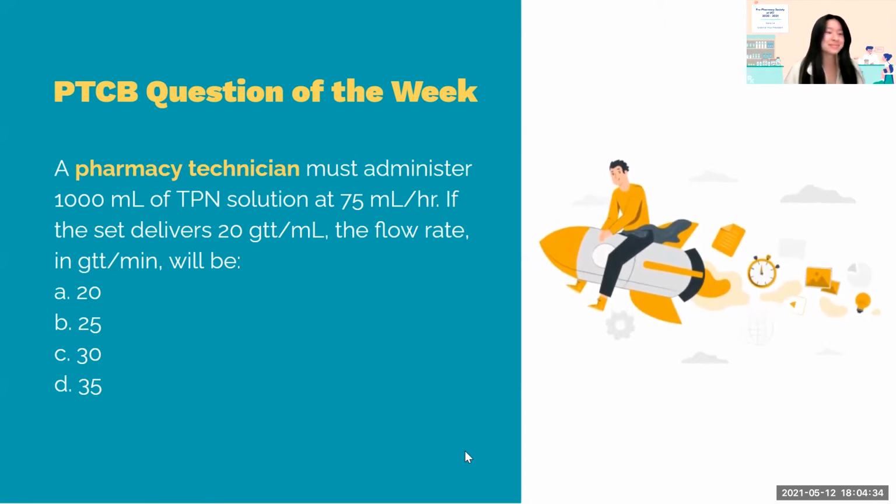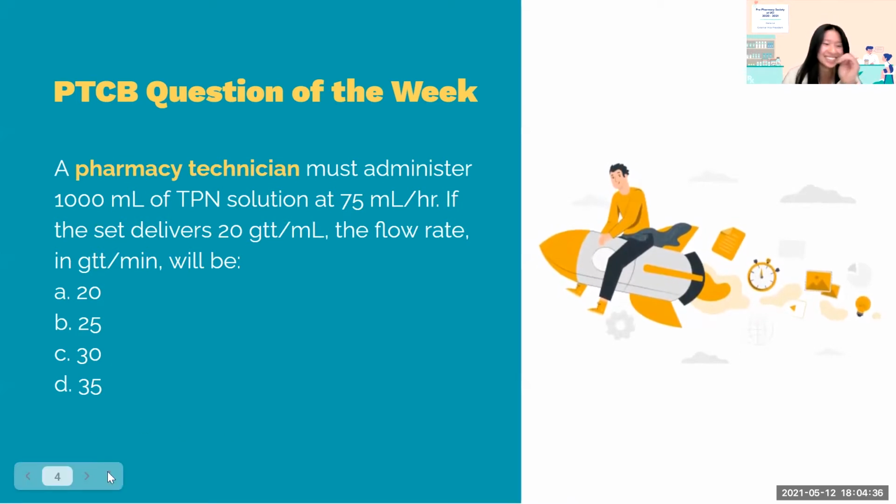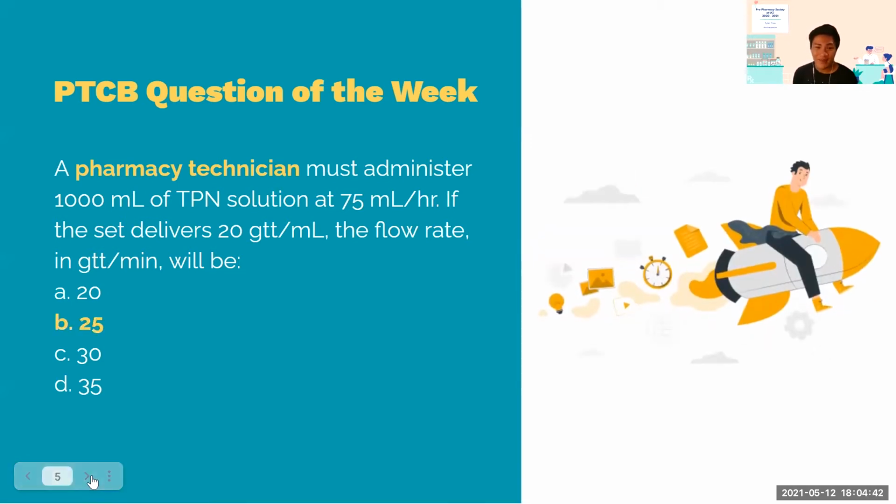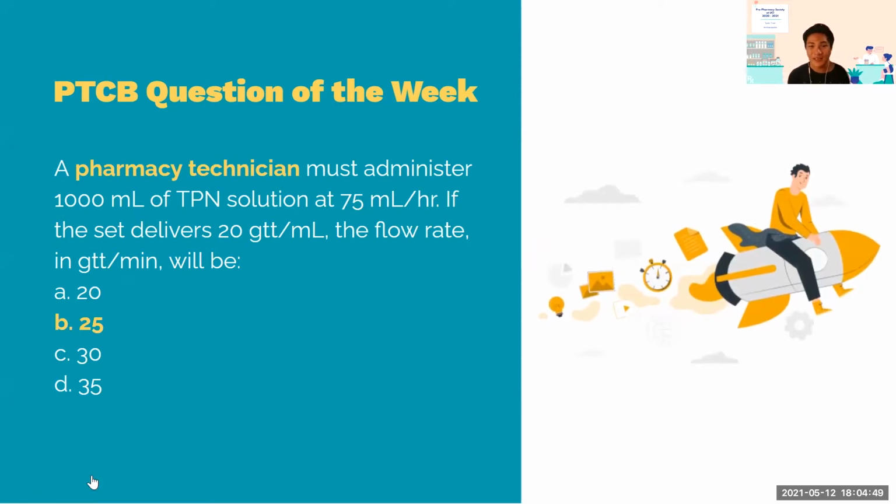All right, so most people got it right. Good job, everyone. So the way you do this problem is you would take 75 milliliters per hour and multiply that by 20 drops per milliliter, and then divide that by 60 minutes per hour to get 25 drops per minute. So this is really similar to a lot of the questions you'll see in chem with unit changing and stuff like that.